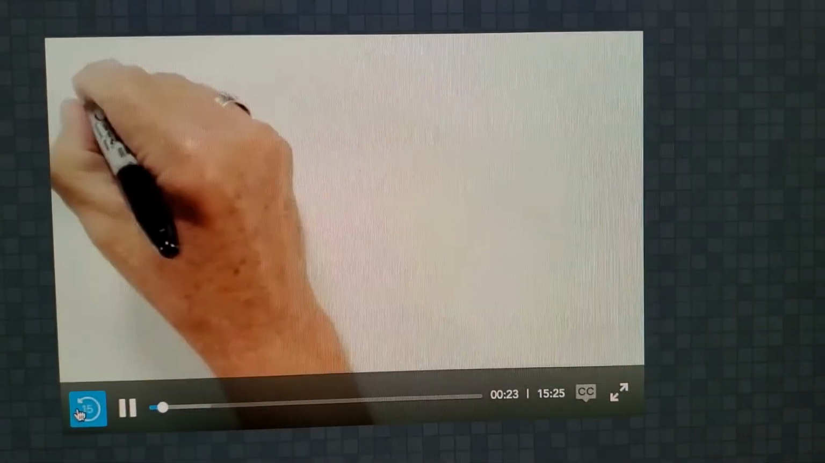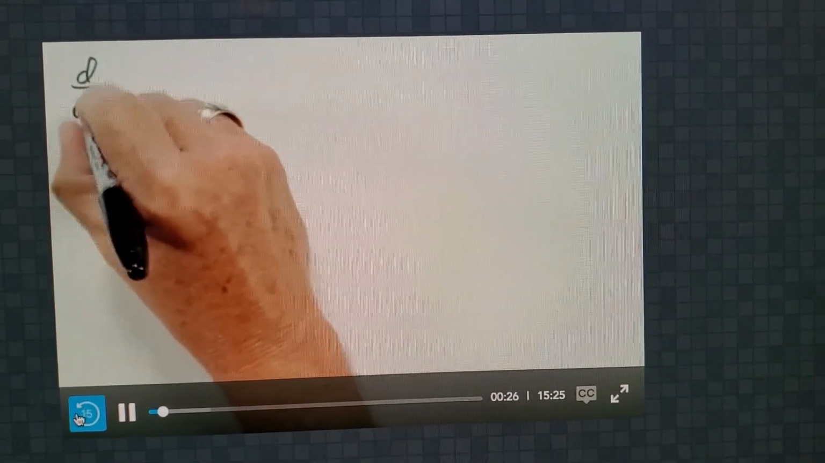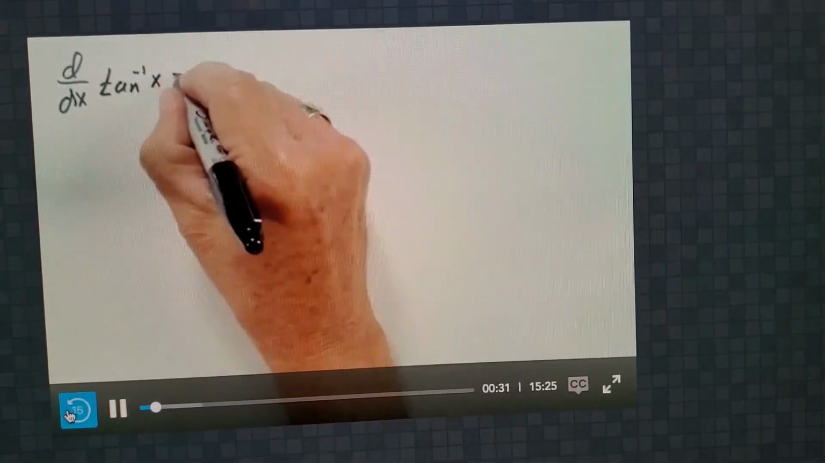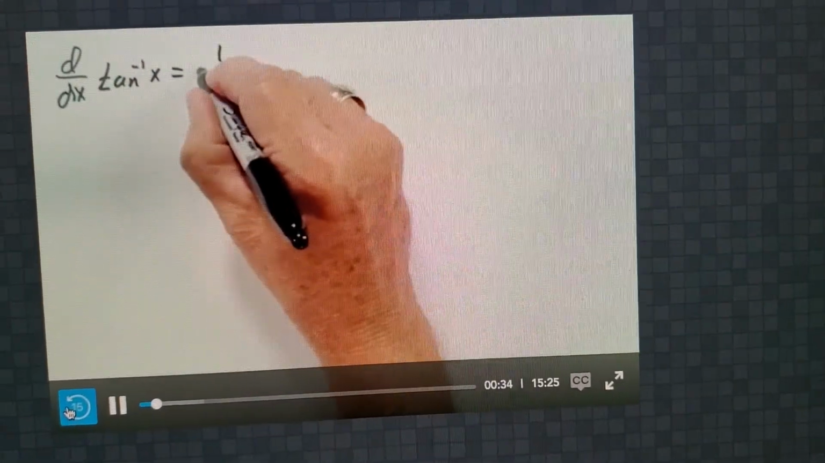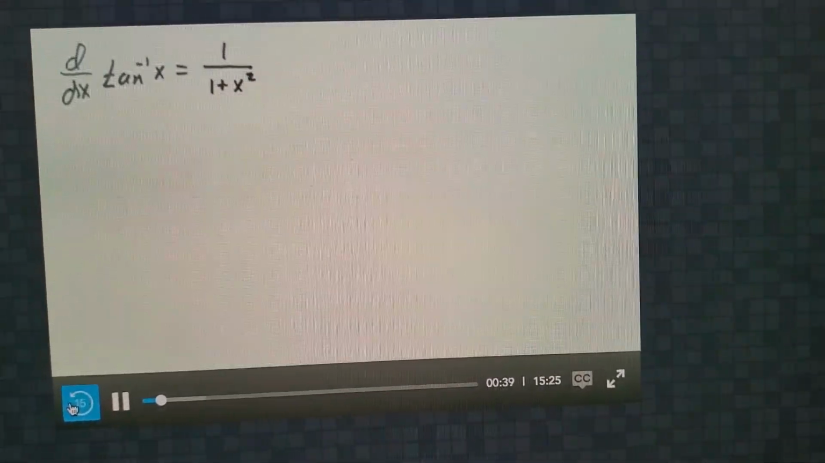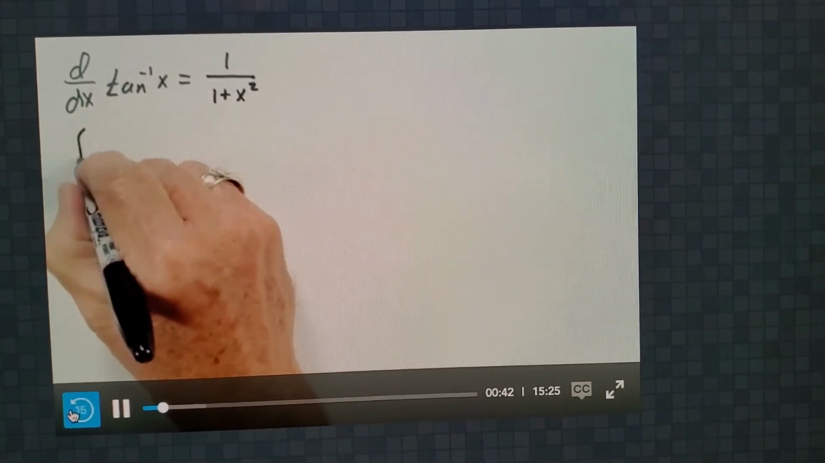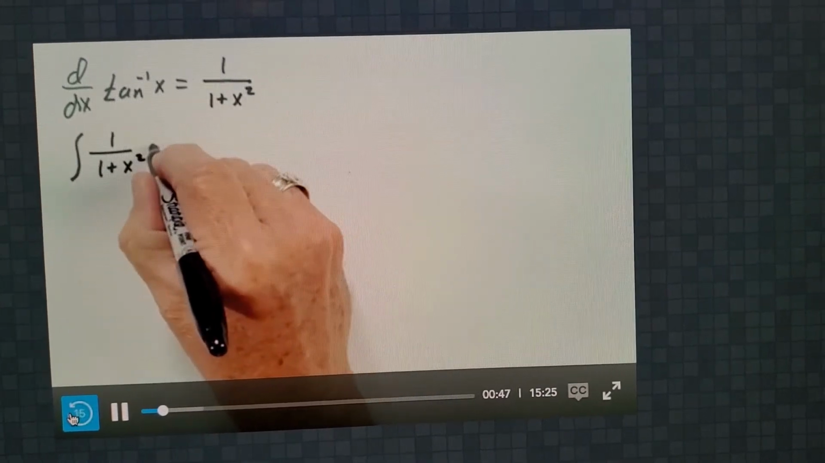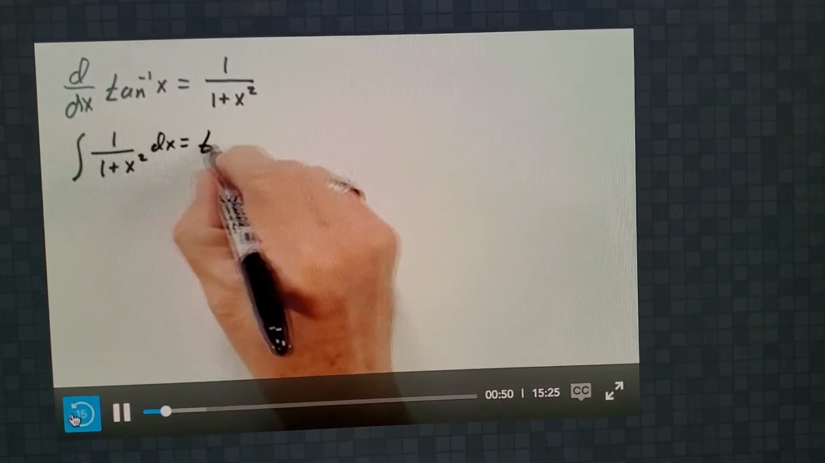Three kinds of antiderivative problems that are not obvious at all. And they come from the inverse trig functions. A long time ago, we showed that the derivative of the inverse tangent function, for example, was 1 over 1 plus x squared. And so then immediately we said that the antiderivative of 1 over 1 plus x squared is the inverse tangent function.